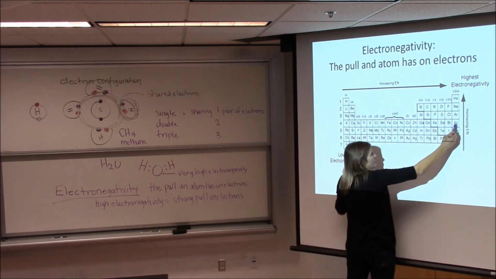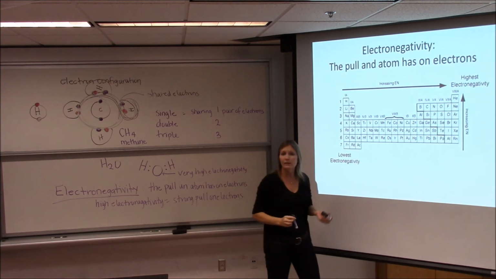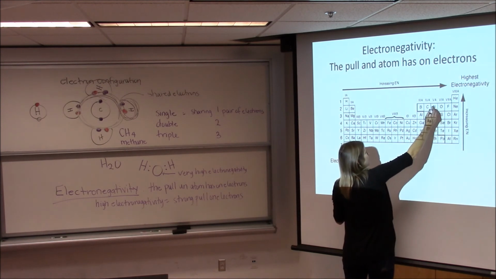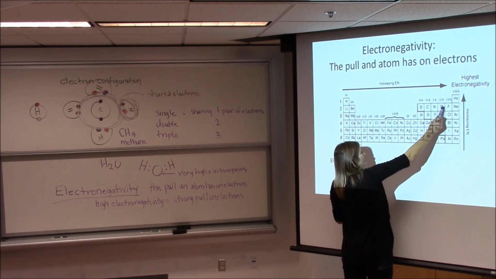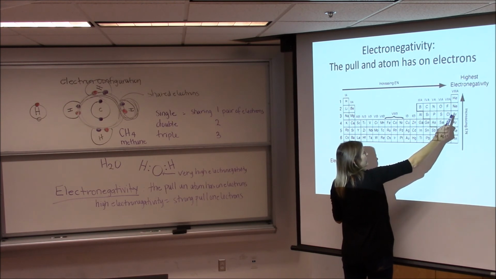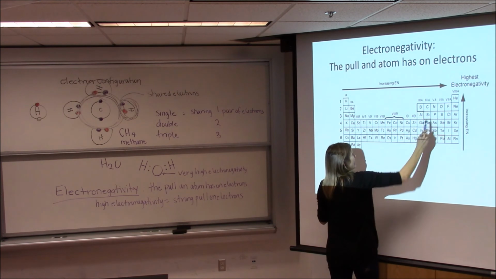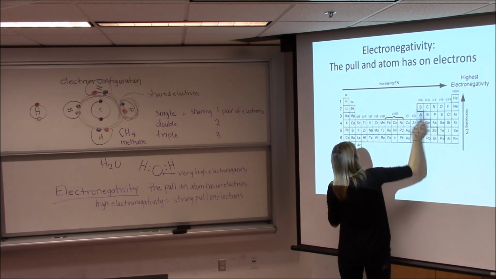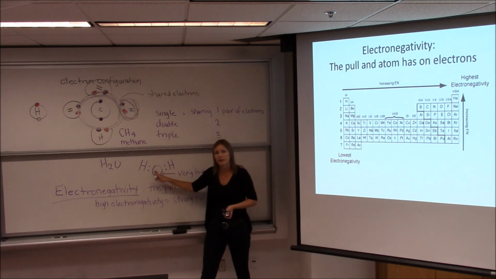These guys, remember, don't share. They have full outer shells. They're perfectly happy being by themselves. So we're really talking about these guys. Nitrogen, oxygen, fluorine, chlorine all have a very high electronegativity, oxygen being really the most biologically significant one that's highly electronegative.